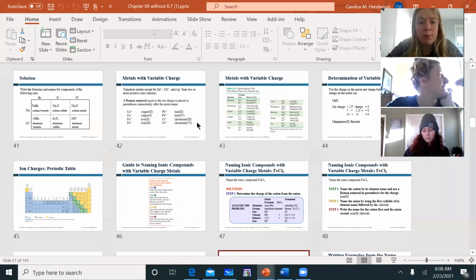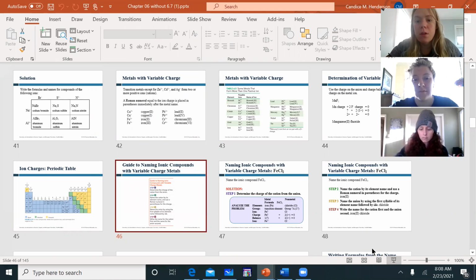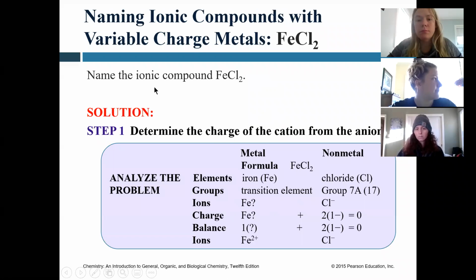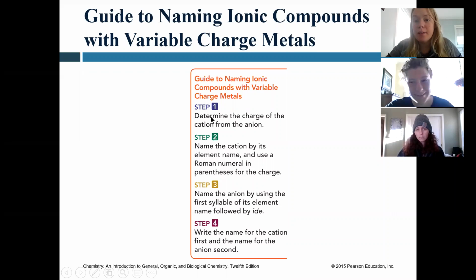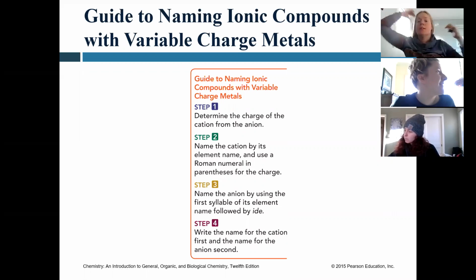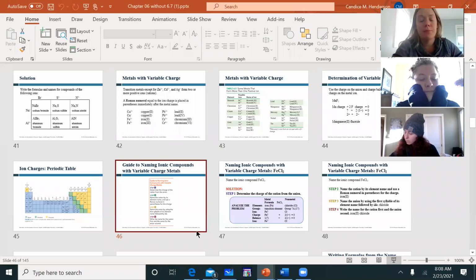So yeah, we had talked about varying charges, guide to naming ionic metals with a varying charge. So what you need to do is first determine the charge of the cation from the anion. So we know the anion for sure always has a consistent charge. The cation or the metal will have an inconsistent charge. So we need to specify that in a Roman numeral, but the naming is otherwise the same. We name metal, Roman numeral, non-metal, balanced charges, and we hide the non-metal.